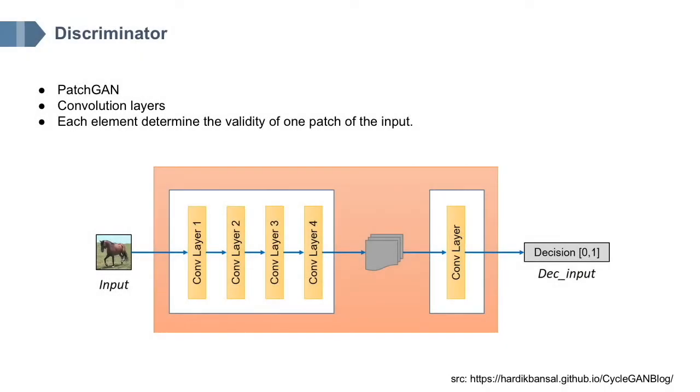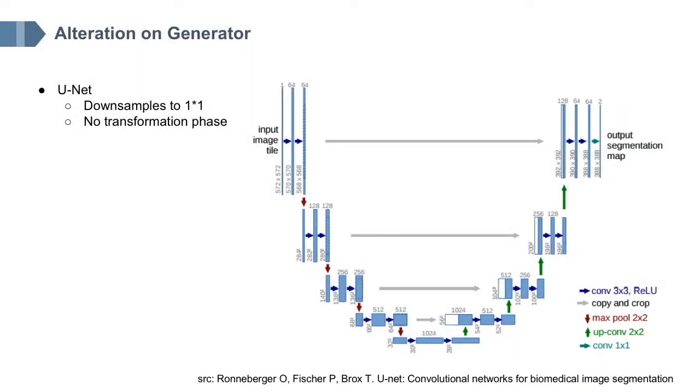As for the discriminators, they apply the methodology of the so-called PatchGAN, which generates an output after some convolution layers. Each element in the output is responsible for determining the validity of one patch of the input. There are some alterations we're going to propose on both generators and discriminators to strengthen their ability to convert an image from the set of cats to the set of dogs.